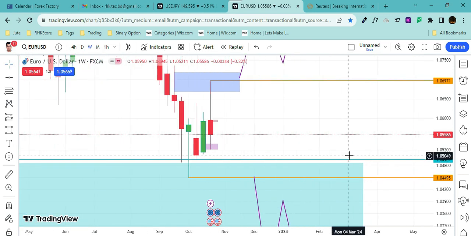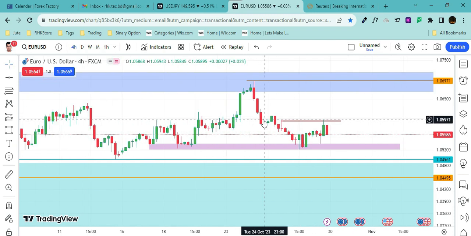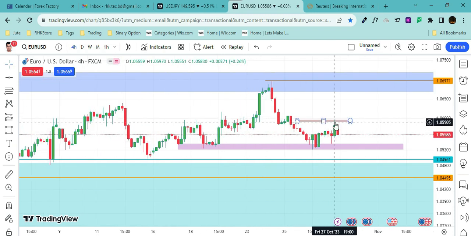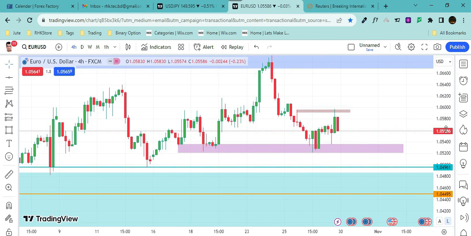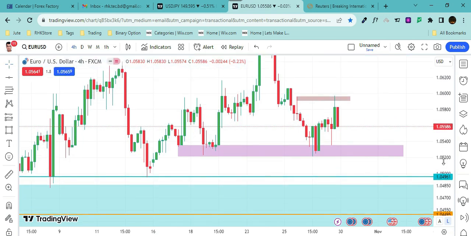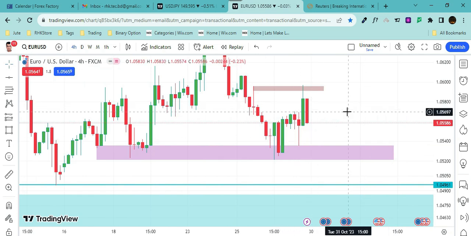So what should we do now? In 4 hours, we can see the price went to this in 1 hour, and it has been rejected and gave us what we can say, as per the candlestick, a dark cloud cover.